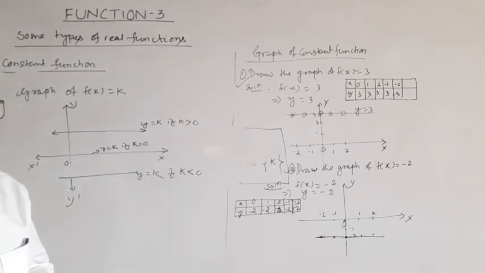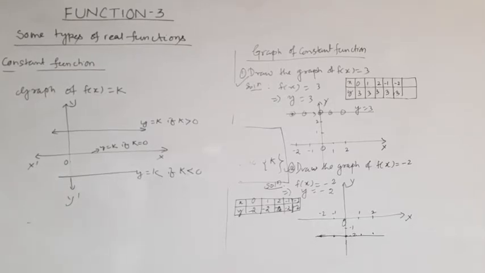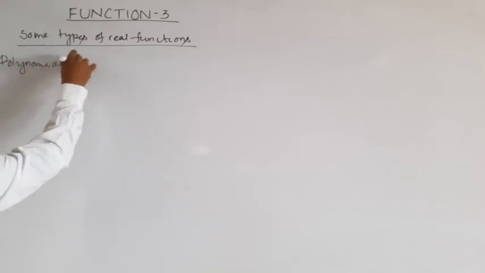Okay. Now this is the type 2, constant function. Now another function, type 3, that is polynomial function.